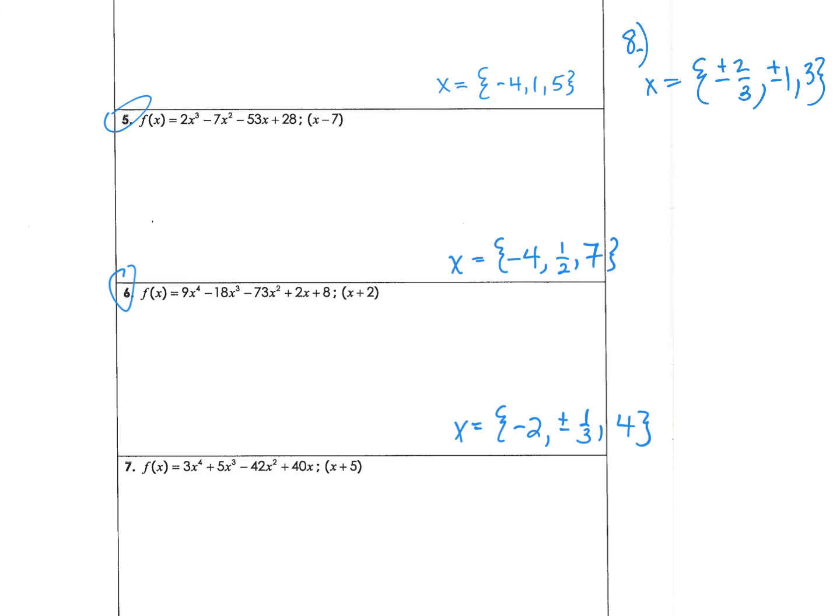So just to give you a preview, up to this point we've given you at least one factor. Next lesson is on what if we don't give you a factor to start with? How do you figure out what possible factors are? So that's what we'll add next. So Friday should be fun.